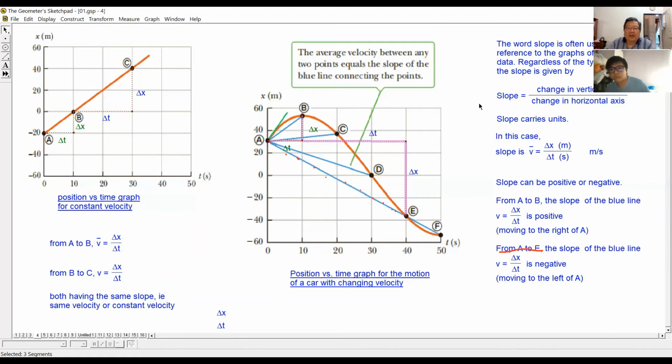Now, this delta x over here is a negative number. This delta x here is a positive number. So it shows that we have a positive velocity and a negative velocity. So this negative here means that it is moving towards the left hand side. From A to E, it is moving towards the left hand side of A.